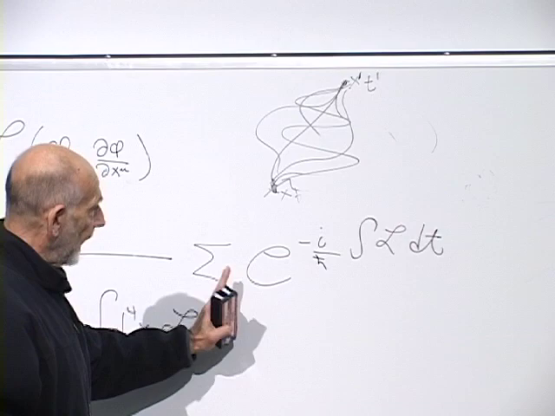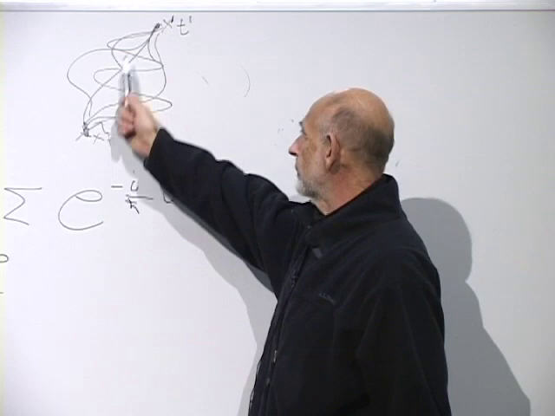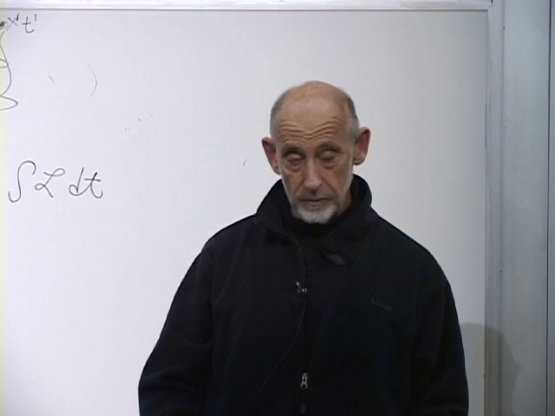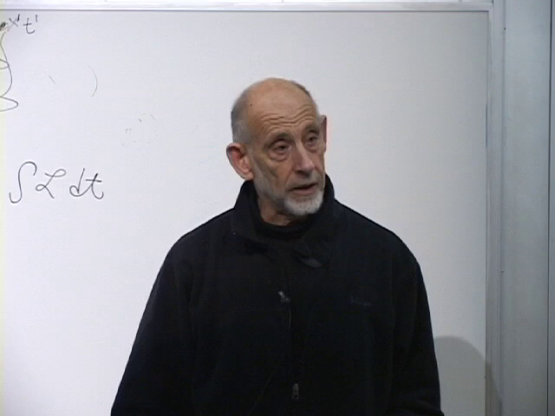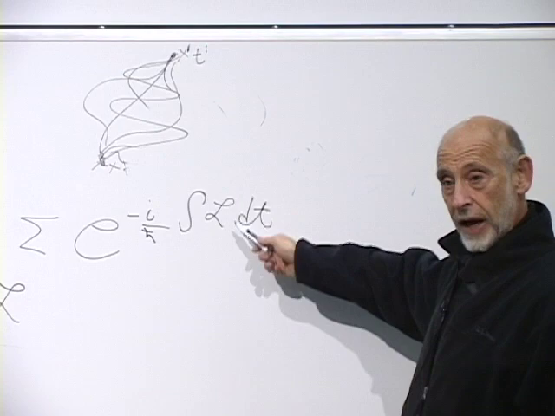It's some complicated kind of integral. But we needn't worry too much about the details of how you actually calculate it. That, according to Feynman, is the amplitude for going from here to here. It's the sum over all possible classical routes. Classical route does not mean a solution of the equations. It just means a possible route. It's the sum over all possible routes, whether or not they're solutions of Newton's equations, of e to the minus i times the action, measured in Planck's constant units.